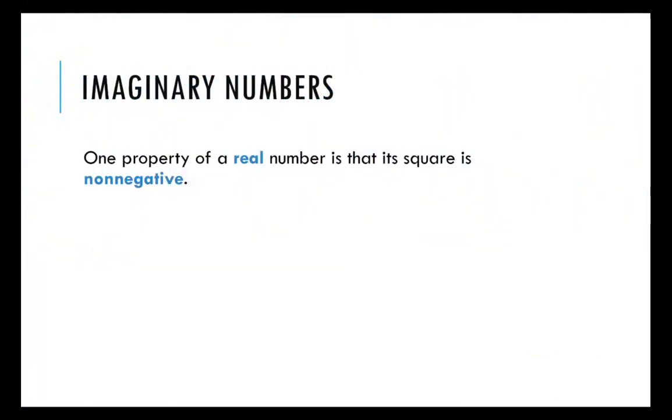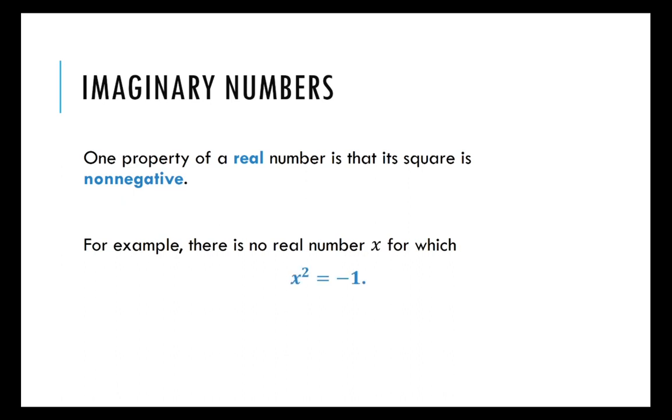Well, the deal is that, first off, if you're dealing with real numbers and you square a real number, it's always non-negative. And I say specifically non-negative because if you square a negative number, it's positive. If you square 0, it's 0. And if you square a positive number, it's going to be a positive number. And that is, there's no real number such that x squared is equal to negative 1.